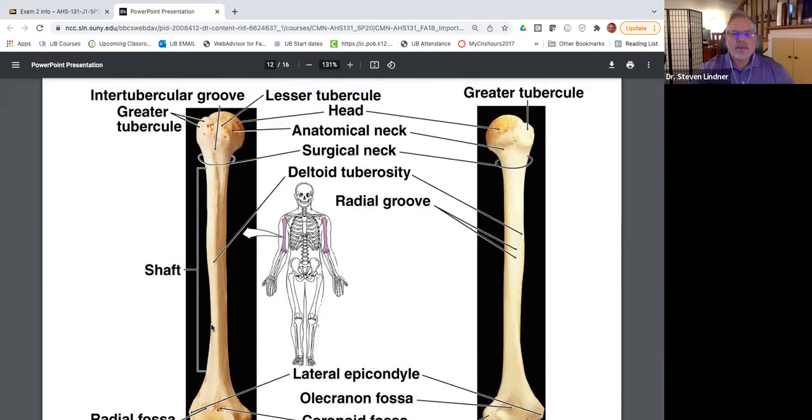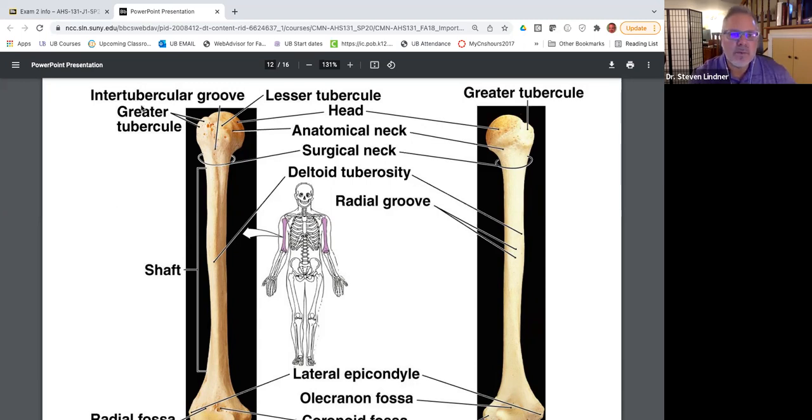The other way is that we look for this groove or this sulcus or this depression right here. This groove, we only see on the anterior. We don't see that sulcus or groove on the posterior. So this depression or this groove is called the intertubercular groove, aka bicipital groove. They're both acceptable answers.